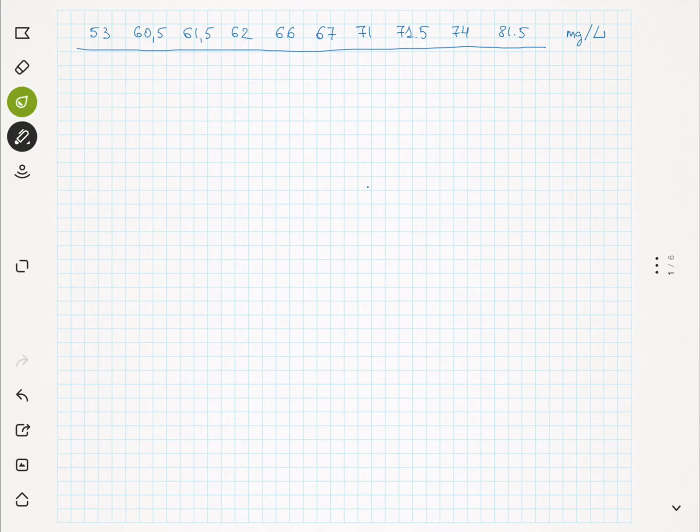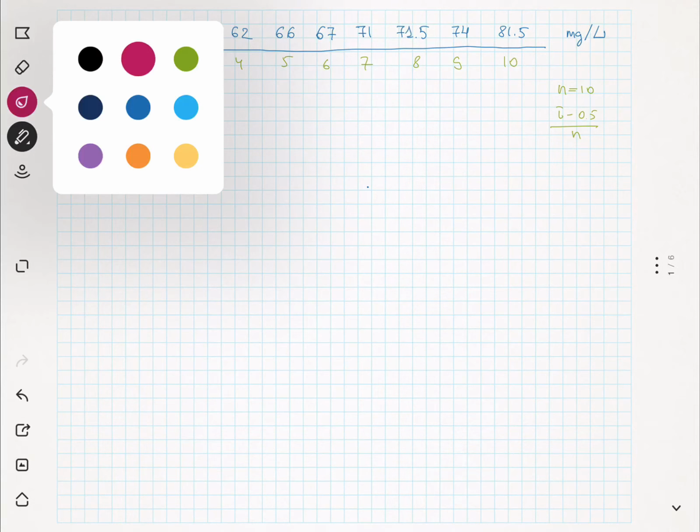Let's do some calculations first. Let's calculate the sample's quantiles. So we have n equal to 10, and let's write down the position. So we have first and second and third, fourth, fifth, sixth, and so on. These are positions of the numbers. We know that n equals 10, and we know the formula. We need to take i minus 0.5 and divide it by n, where i is a position. I'll try to write this down.